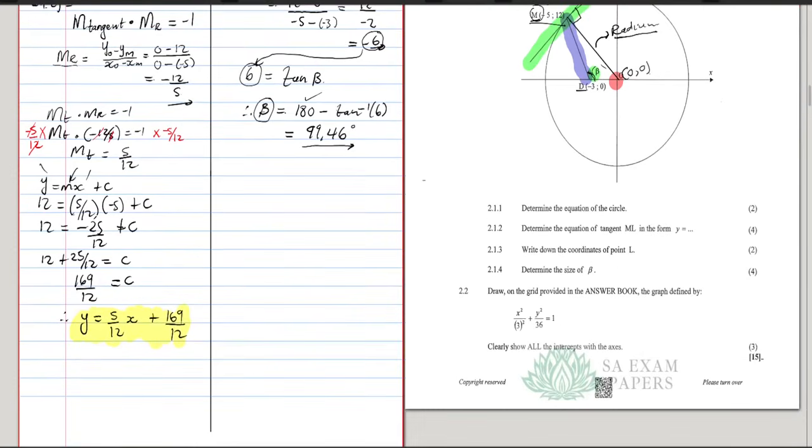Now for the last question, 2.2, we have to draw on the grid provided in the answer book the graph defined by, this is an ellipse. This is an ellipse graph, okay? I don't know how you guys plot this in class. Let me just grab the grid. I have the answer book. I have the answer booklet.